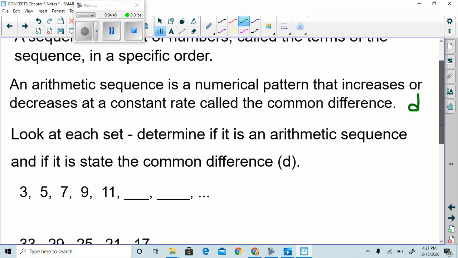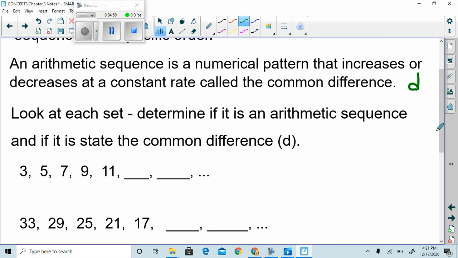We'll look at each set and determine if it is an arithmetic sequence, and if it is, we'll state that common difference. You have to find the change. You're going to subtract the two numbers. We notice that they're going up, and I've noticed that everything is plus 2, plus 2, plus 2. We can extend the sequence, plus 2 and plus 2, so the common difference, D, is 2.